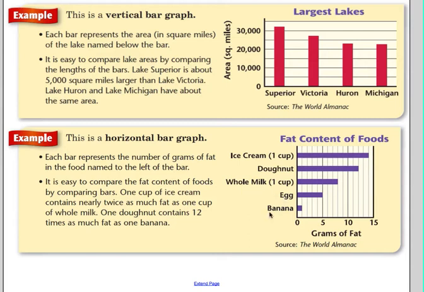It is easy to compare the fat content of foods by comparing bars. 1 cup of ice cream contains nearly twice as much fat as 1 cup of whole milk. 1 donut contains 12 times as much fat as 1 banana.